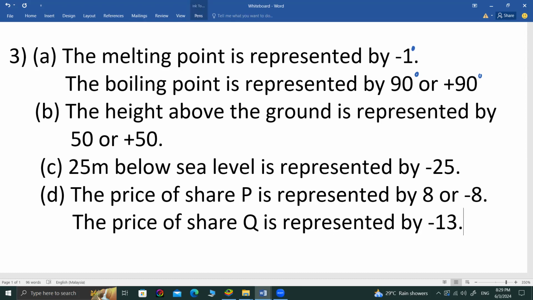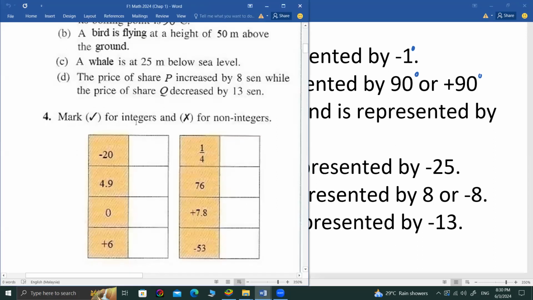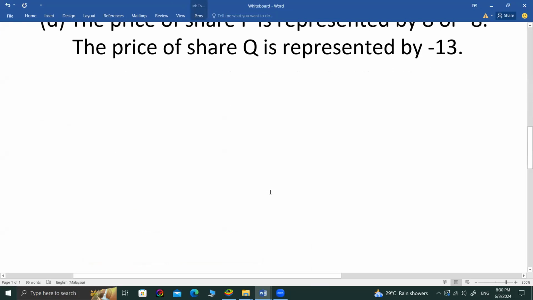Okay, got it, class? Know how to write? Can you all follow? Next, now you look at number 4. Just mark a tick for integers and a cross for non-integers. Any of you still need the answer here? And look at this. Class, can you see this word integers? Non-integers? I'm going to explain the meaning of integers and non-integers.